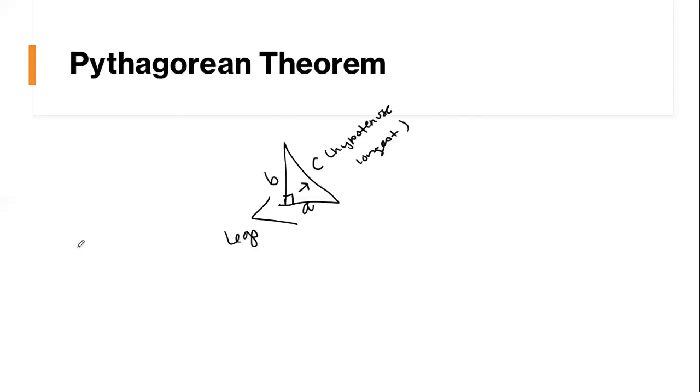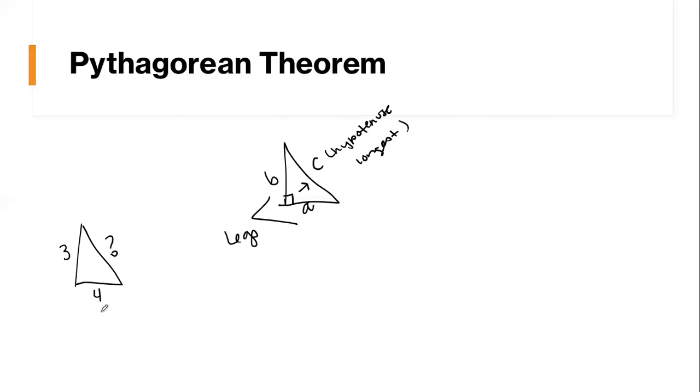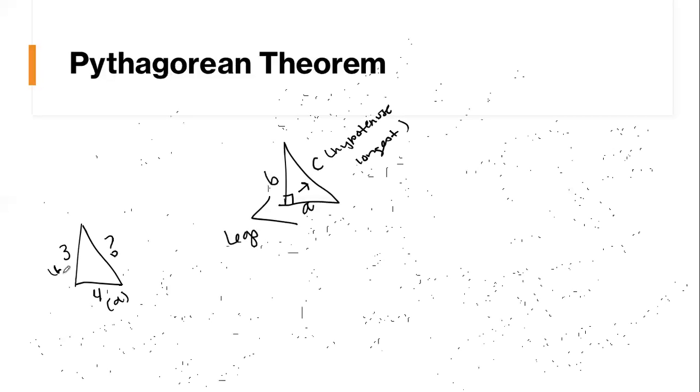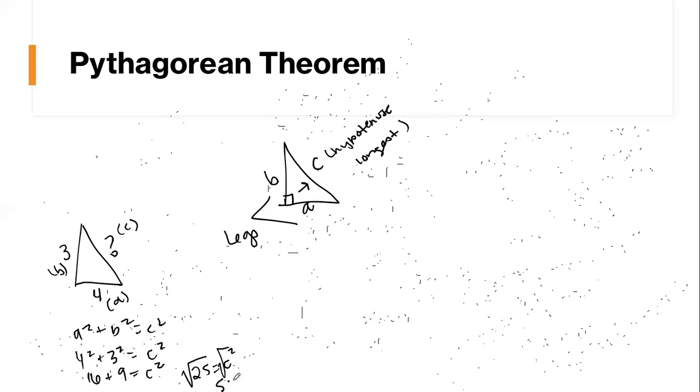So if I was missing a hypotenuse, so this is 3, 4, and this is 3, and I don't have my hypotenuse, always label. So I'm gonna say this is A, this is B, this is C. A squared plus B squared equals C squared. 4 squared plus 3 squared equals C squared. 4 squared is 16, 3 squared is 9, equals C squared. 16 plus 9 is 25, so 25 equals C squared. But I'm not done because I don't want C squared, I want C. So the opposite of squaring something is finding the square root. So 5 equals C.